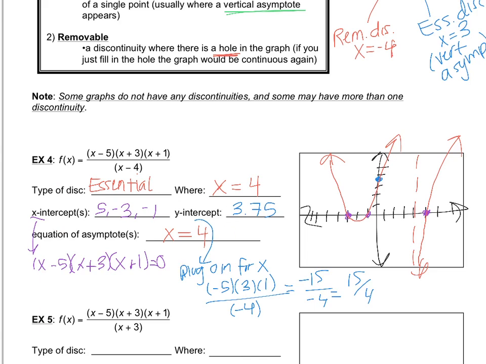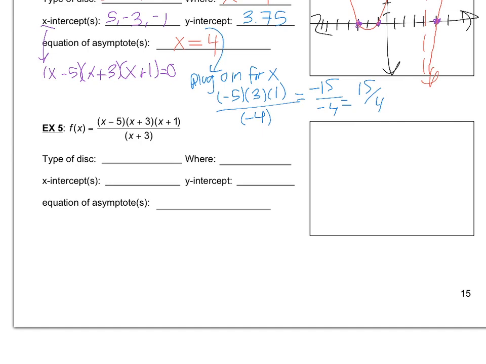All right, in this last example, again, we've got a function. It's already factored for us. Typically, you just make sure you factor first if it's not factored for you. We see right away that you've got x plus 3 and x plus 3. So we've definitely got a discontinuity because I can cancel out those factors. That means I've got a removable discontinuity, or a hole, at x equals -3.